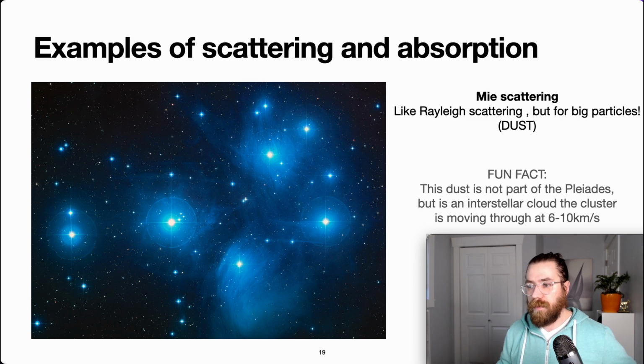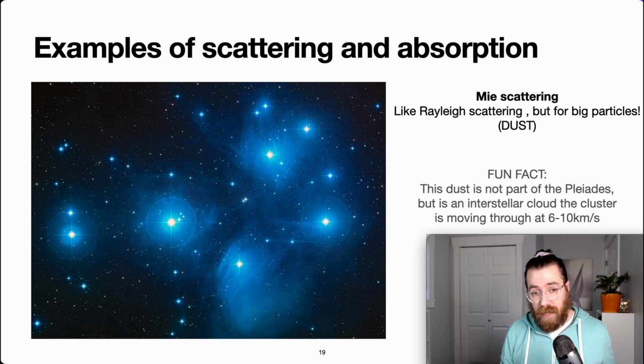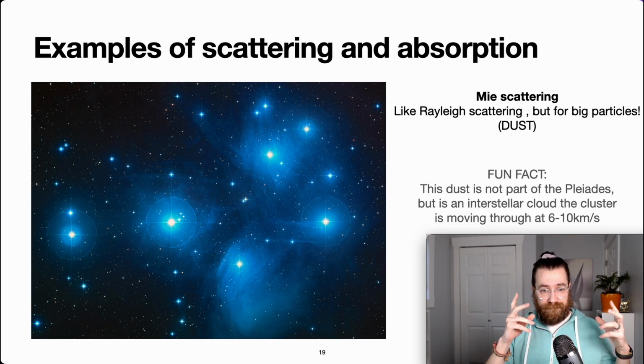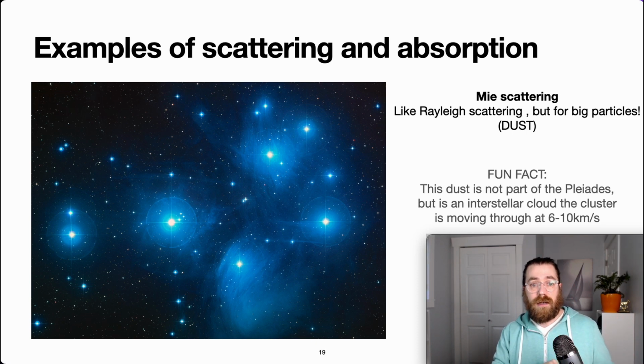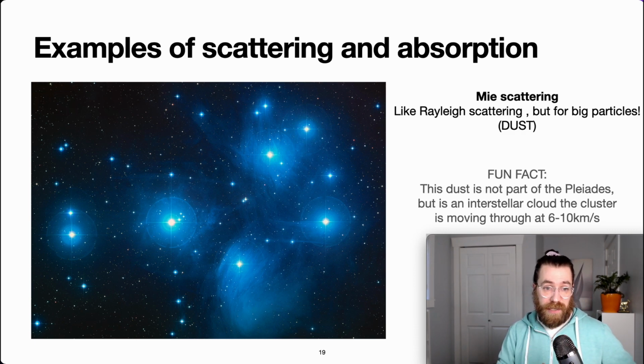Let's just spend a couple more minutes here at the end talking about some examples of scattering and absorption, so opacity mechanisms at work. One source of scattering that I didn't talk about because it's not super important in the outer atmospheres of most stars, it is for very cool stars, but not for most solar-like stars, is Mie scattering, which is like Rayleigh scattering and is wavelength dependent, but it occurs for very big particles. And this really matters for dust.